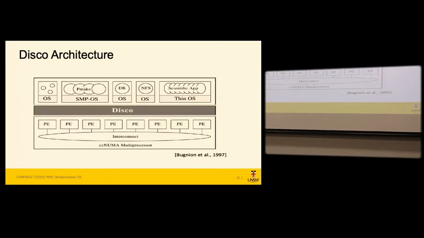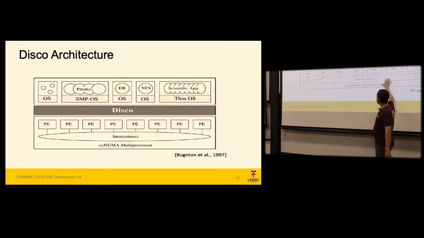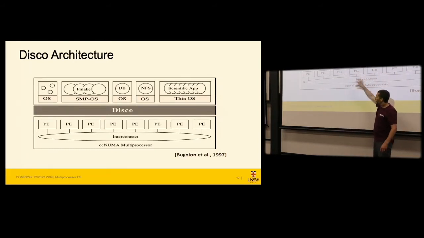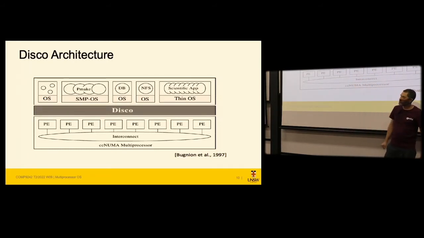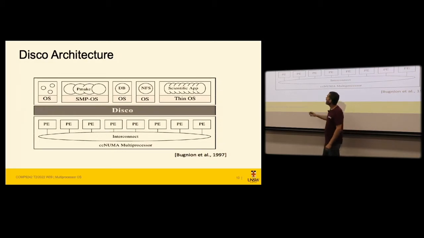So to give you an idea of the Disco architecture, I've explained this, but the picture is clearer, I think. What you have is you start with your CC-NUMA machine. So we've got the PEs, or processing elements. So these are your CPUs. They've got an interconnect. They're connected together, and they're connected to memory and so on. And then on top of that, we have Disco, the VMM, running on top of that. And it splits the machine up into separate, smaller machines. And so you can have a single processor machine with your OS and some applications running.